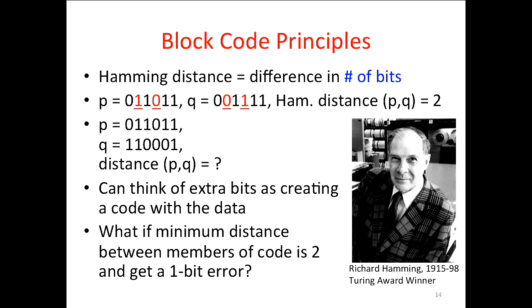Now the second thing is that because there's only a distance of 2 between any legal code words, you won't know which was the original legal code word, right? Because you can start from each end and corrupt 1 bit to get to this intermediate value. So you won't know. So you can detect one error, but you cannot correct that error.